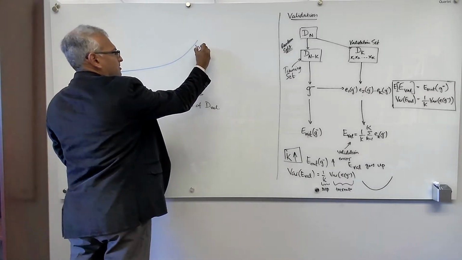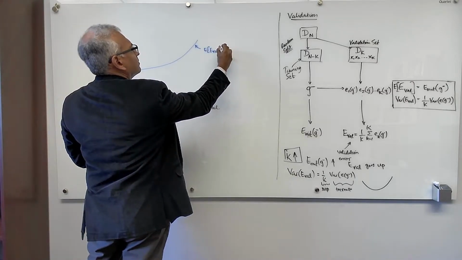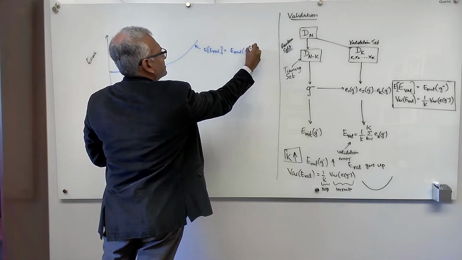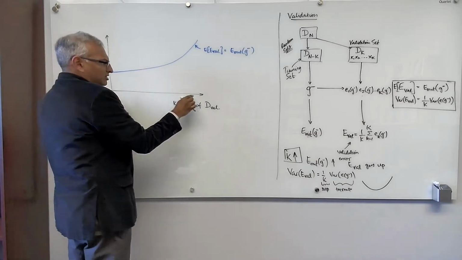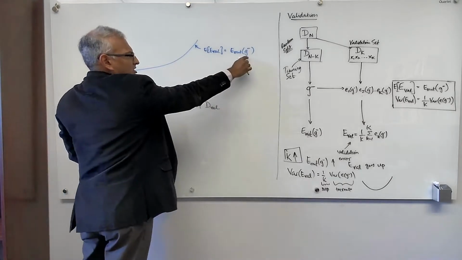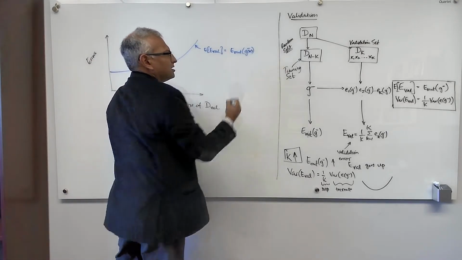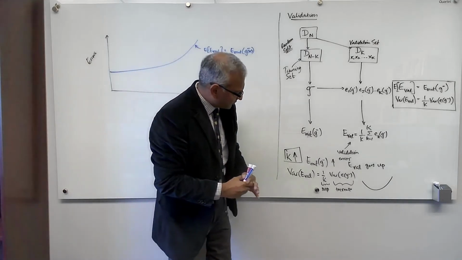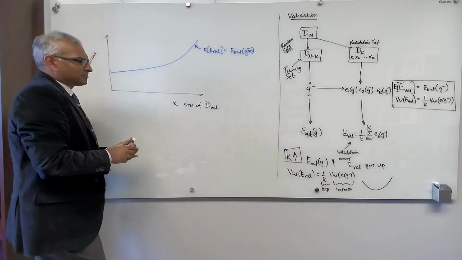So this is the expected value of E_val, which is the E_out of G minus. But remember that G minus is not a fixed hypothesis as you increase K, because as you increase K, G minus is getting worse and worse. So I should really put here G minus of K if I wanted to be more precise. But now this variance, this error bar in E_val, is going to look something like this.